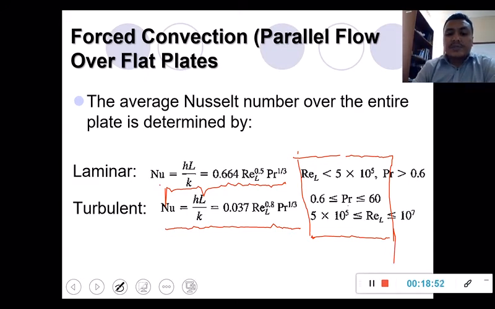And for the turbulent, if we calculate the Prandtl number and it is between 0.6 and 60, and of course the Reynolds number is larger than 5 times 10 to the power of 5, we are going to use the Nusselt number formula for turbulent flow.